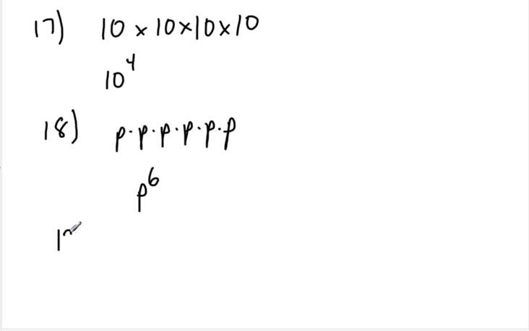Number 19, simplify each expression. 4 to the 3rd minus 1. I have to do the exponent first. 4 to the 3rd is 64. Minus 1 is 63. All right, going on to number 20.